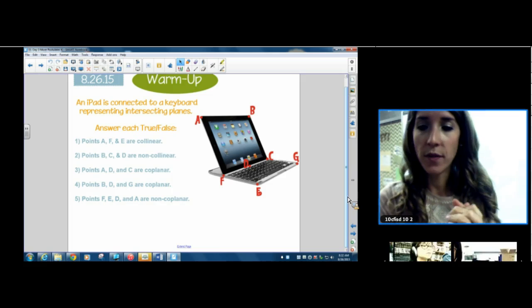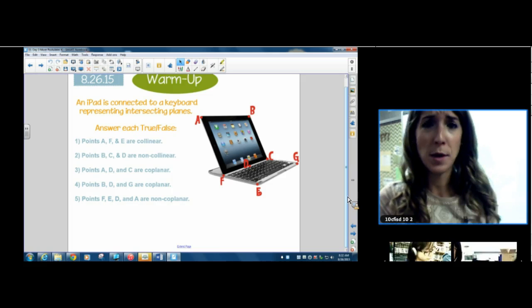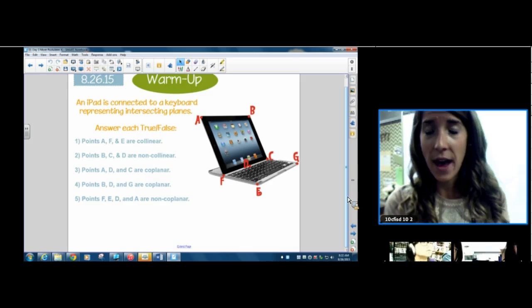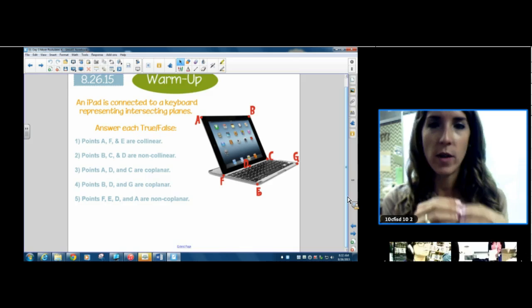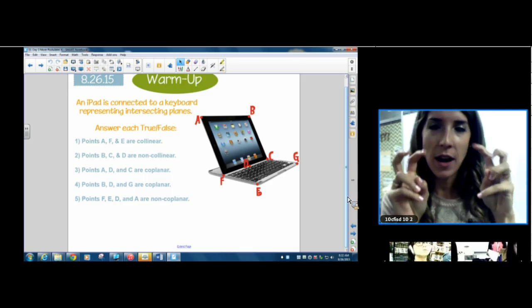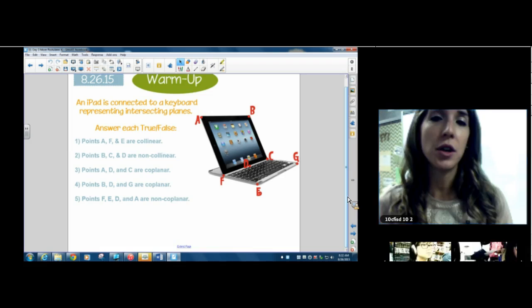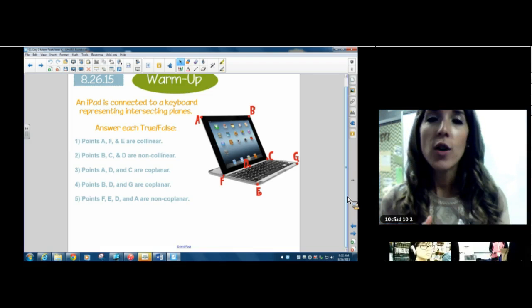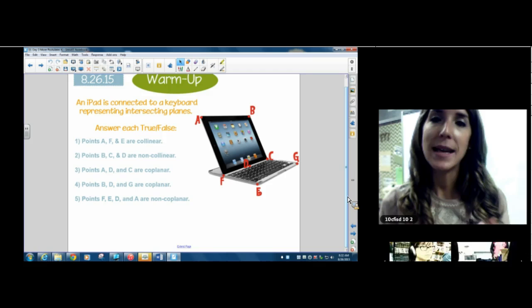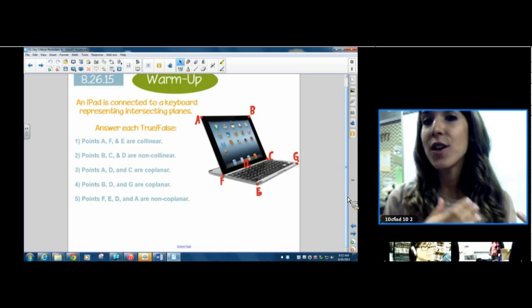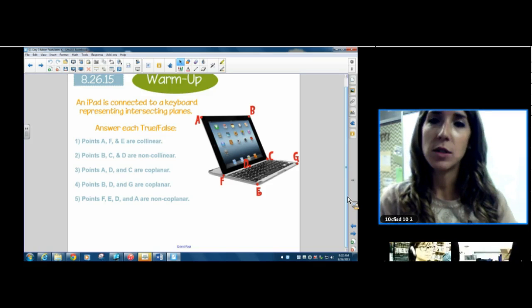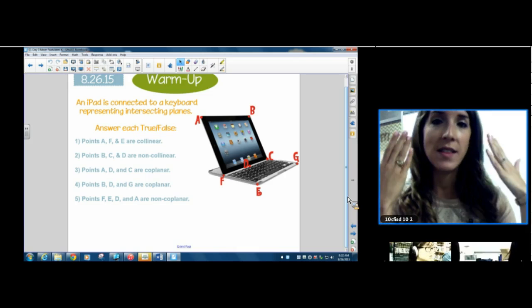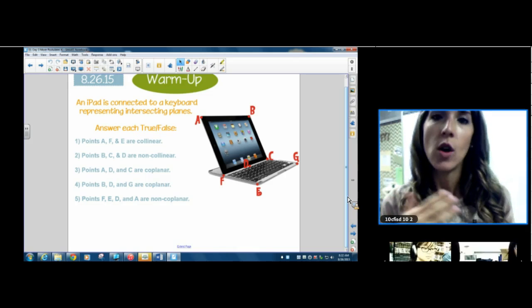coplanar. So remember from your homework or from your notes and vocab, collinear means I could connect them with a line. A line is a connected straight path. So collinear means I could draw a line through them. Coplanar would mean the same thing. It means they're in the same plane, or I could draw a plane through them. So just remember that the lines are not always drawn in the figure.